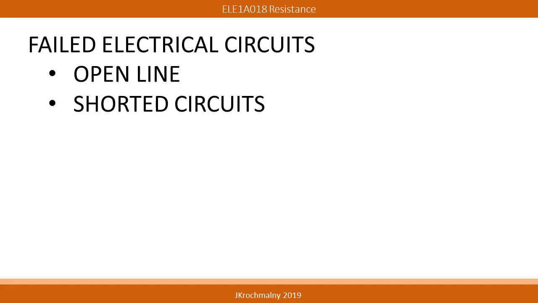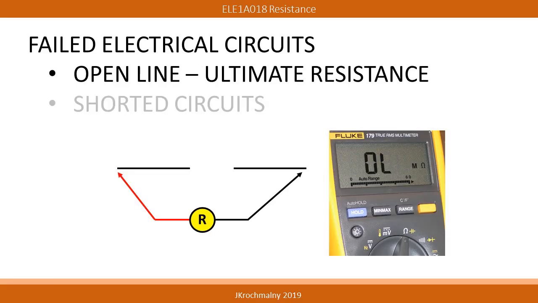There are really only two ways that electrical circuits can fail. They can either fail as an open line or as a short circuit. When a circuit develops an open line, it is as if there's a break in the component or a conductor. Under this break condition, amperage cannot pass through the circuit. When tested with an electrical test instrument, the meter will display an OL. This OL is meant to be understood as open line.